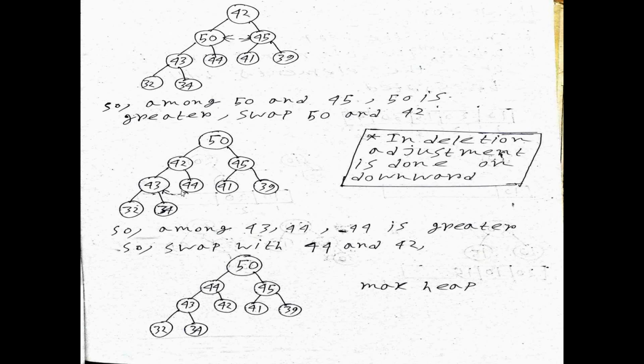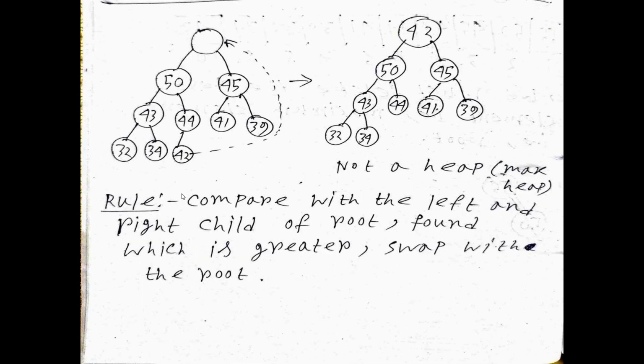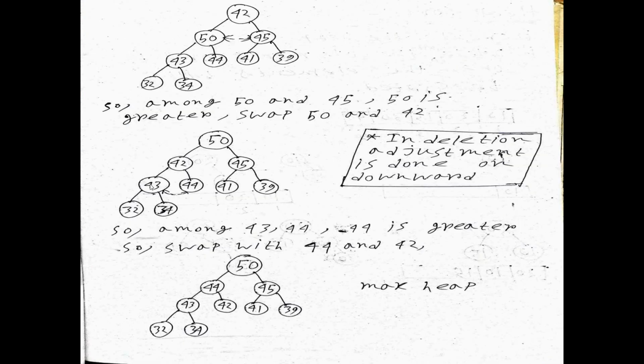44 is smallest. Sorry. Which is the greatest? What does the rule say? Every time we compare the left and right child of the root, find which element is greater, and we swap it with the root. This is the procedure. So here also we find on this left child and right child which is greater among the 43 and 44. 44 is greater. Swap with the root. That means we swap 42 and 44. 44 goes here, 42 goes there.